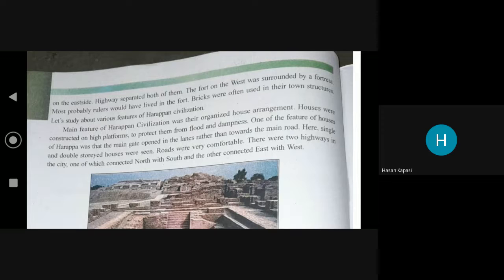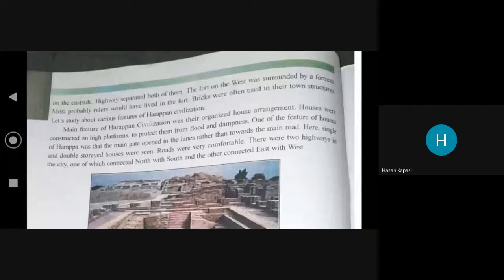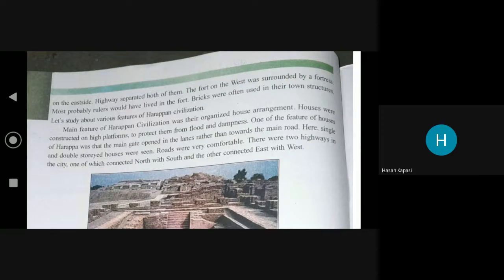Let's study about various features of Harappan civilization. The main feature of Harappan civilization was their organized house arrangement. Houses were constructed on high platforms to protect them from flood and dampness. One of the features of houses of Harappa was that the main gate opened into the lanes rather than towards the main road. Single and double storied houses were seen. Roads were very comfortable. There were two highways in the city, one of which connected north with south and the other connected east with west. Do you get my point?